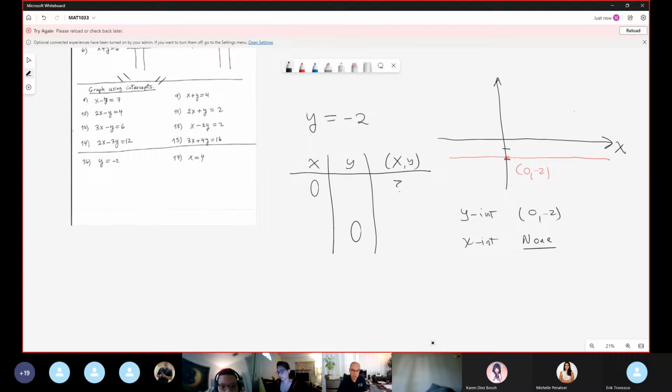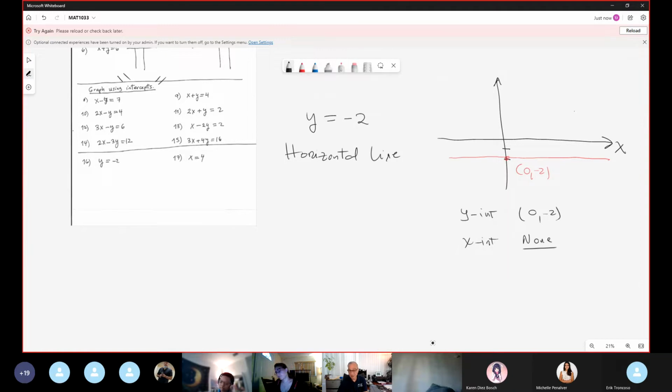Does it make much sense doing the table? You look at the equation and you see, wow, x is missing, so it's a horizontal line. Any horizontal line has slope 0, flat, and the y-intercept is the point (0, something), and something is -2. This line never crosses the x-axis, it is parallel to the x-axis. Therefore, definitely no x-intercept.